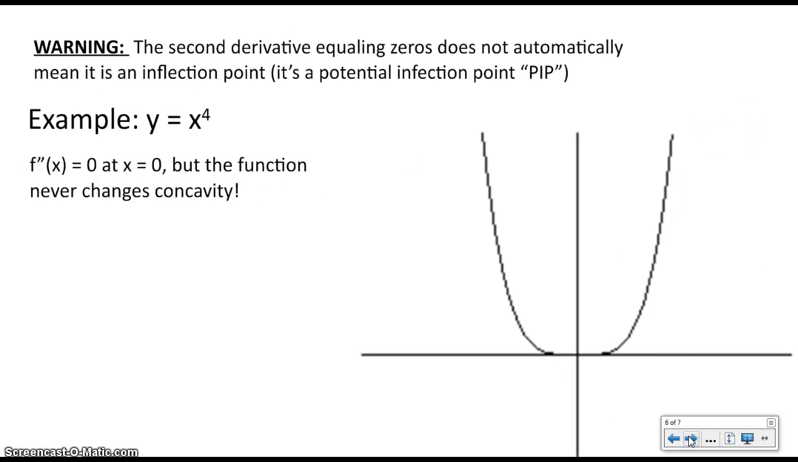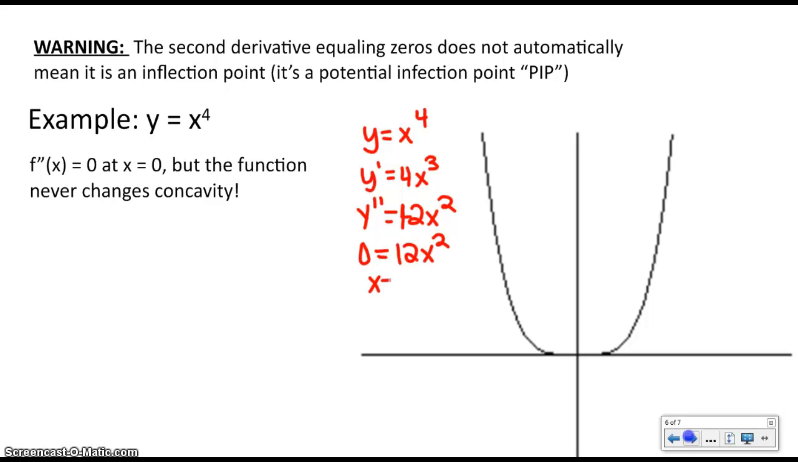And then also, another warning, the second derivative equaling 0 does not automatically mean you have an inflection point. And we can call that a potential inflection point or a PIP. So if you look at y equals x to the fourth, the first derivative would be 4x cubed, and the second derivative would be 12x squared. So where does 12x squared equal 0? Well, obviously when x equals 0.